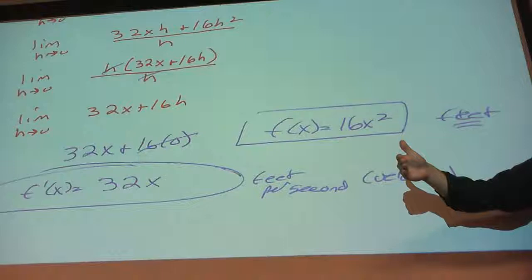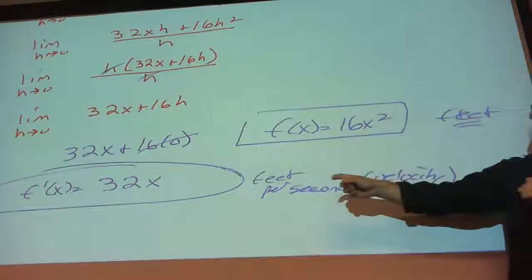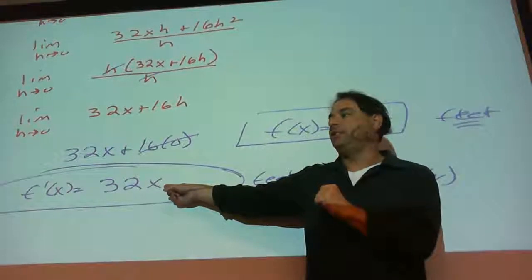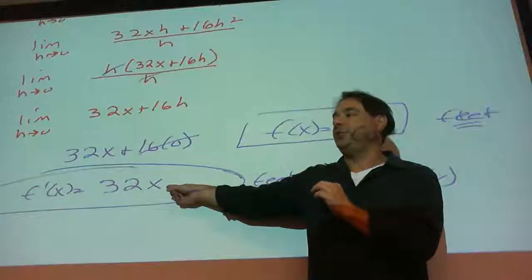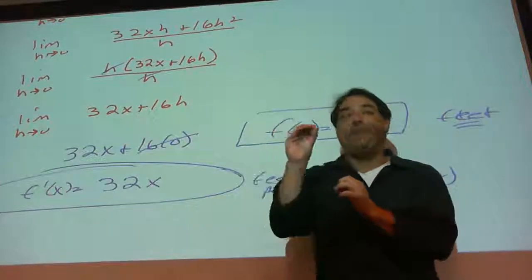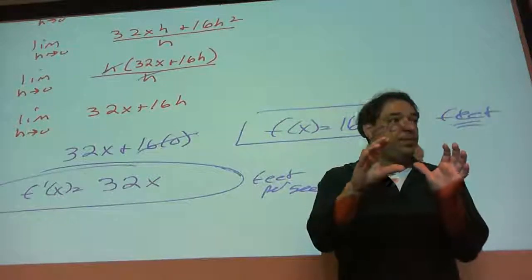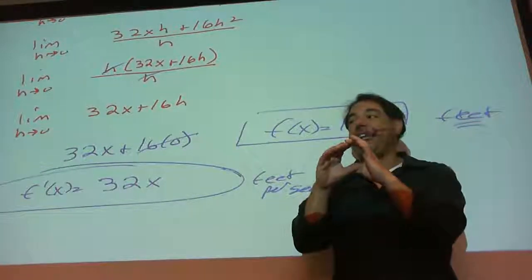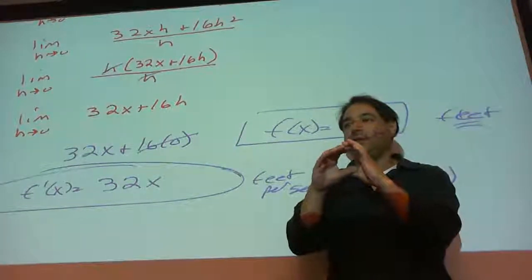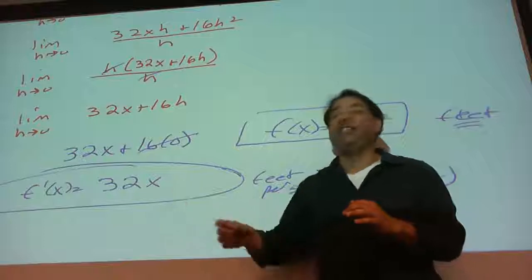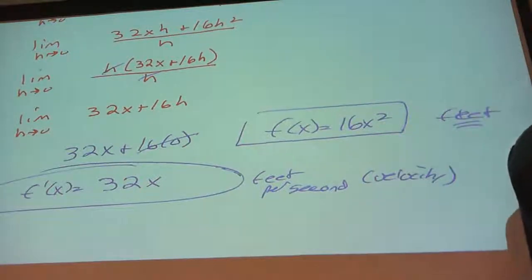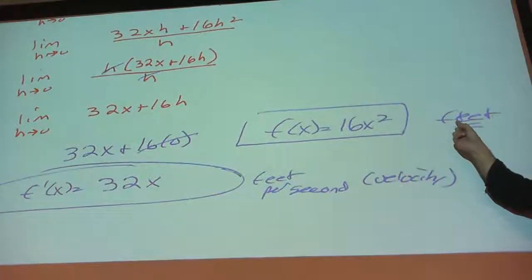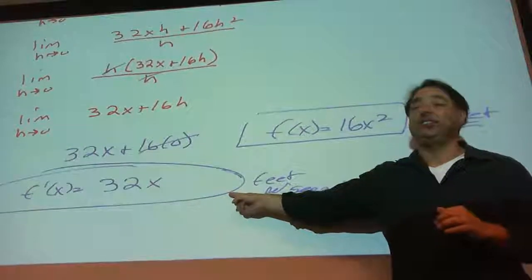64 feet away from me. Are we okay? Plug 2 in here. What's 2 times 32? At that moment, if I could freeze time, freeze that ball, how fast is that ball traveling? 64 feet per second. So this one tells me how far away, this one tells me how fast it's going.